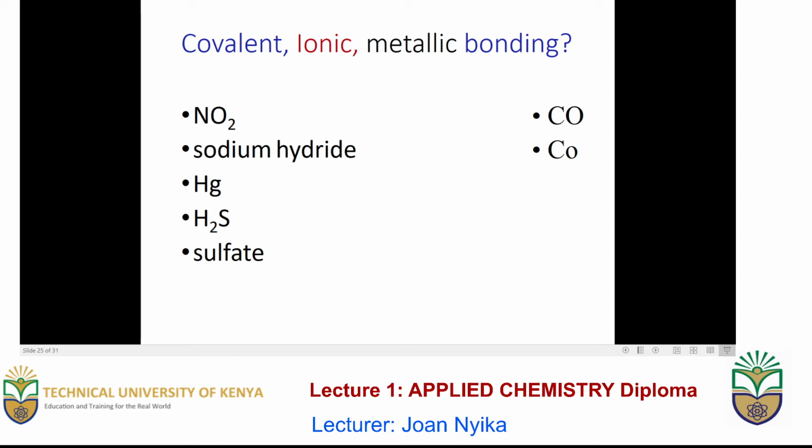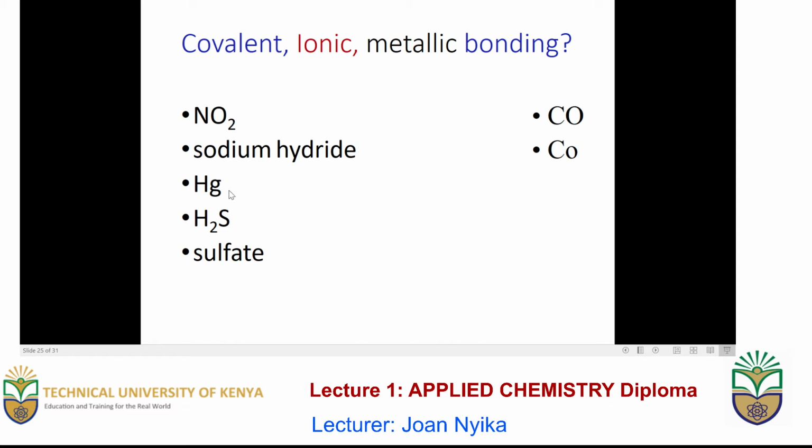A covalent bond results from a nonmetal sharing electrons with another nonmetal. An ionic compound results from the transfer of electrons from a metal to a nonmetal. A metallic bond results as an interaction of different metals. For instance, if I was to answer this question, nitrogen dioxide is a result of a covalent bond because it has nitrogen, which is a nonmetal, and oxygen, which is a nonmetal.